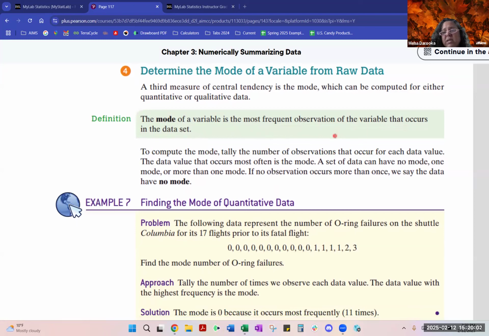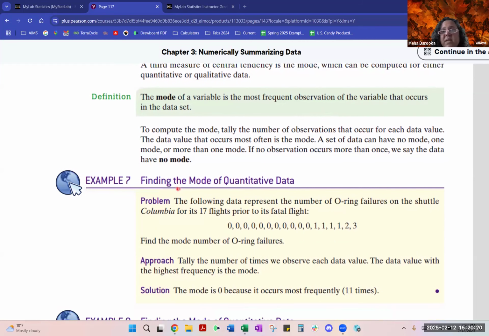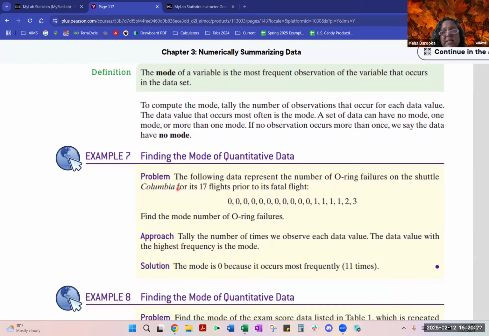Now your mode can be one, you can have just a single value as the mode. It can be more than one, or there may not be a single value that occurs more than once. So you can actually have no mode in your data set. It may say, hey, you know what? Nothing repeated, so we don't have a mode in this data set.